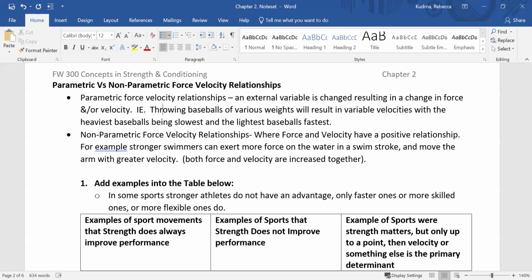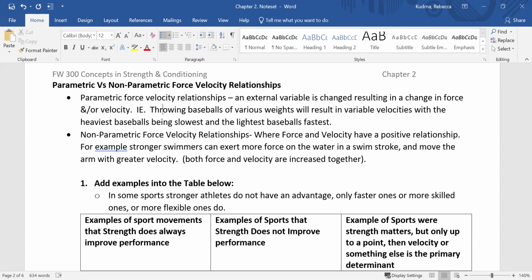And if, on the other hand, we handed that baseball pitcher a 4 kilogram, or roughly 9-10 pound, shot put, we would not expect it to reach 90 miles an hour. And so parametric means there's a relationship that as the weight goes up, the velocity of the throw will go down. Now, this is not just applied to throwing. This could be your movements as well. And we're going to come back to this because most of the weight room activities have parametric force velocity relationships.